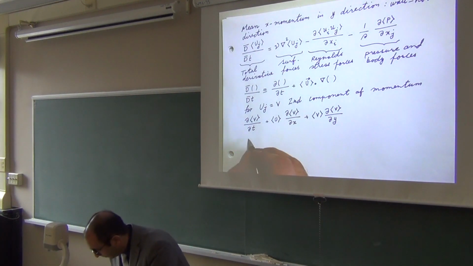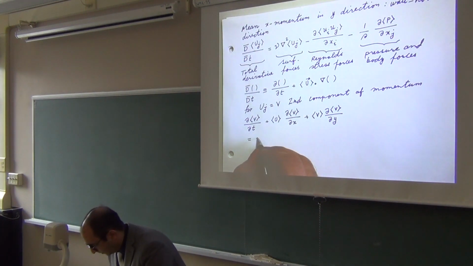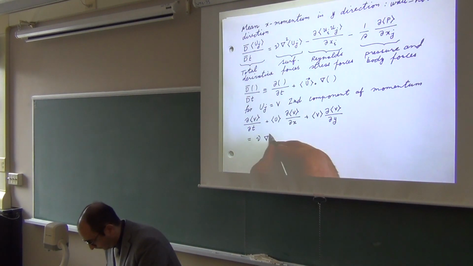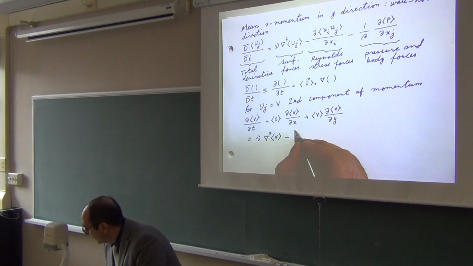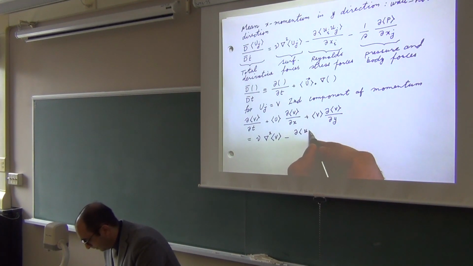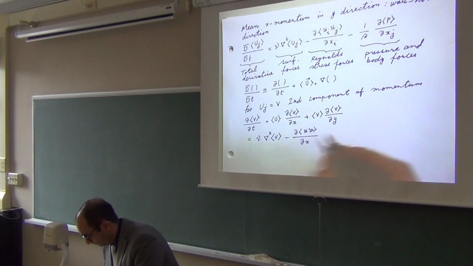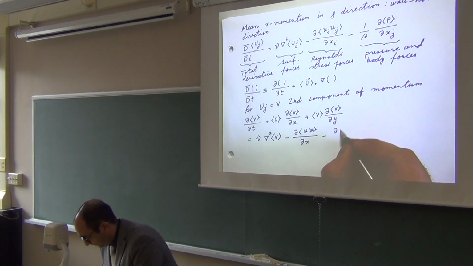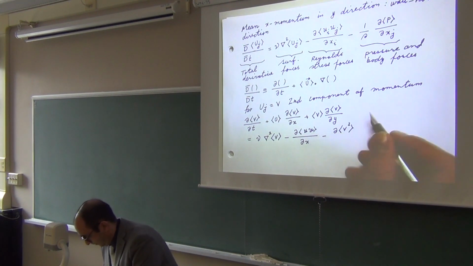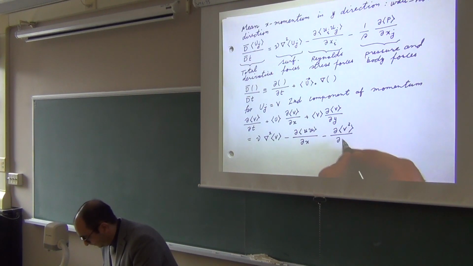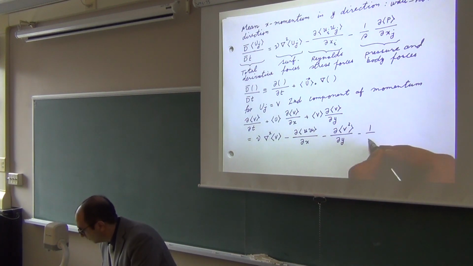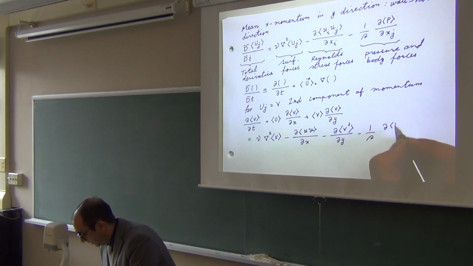On the right-hand side of the momentum equation, I have kinematic viscosity Laplacian of v, minus Reynolds stress. So here, I'm going to have uv, minus v squared partial y, minus 1 over rho partial p partial y.